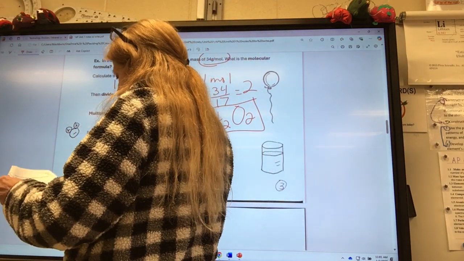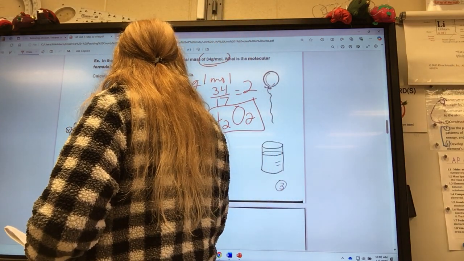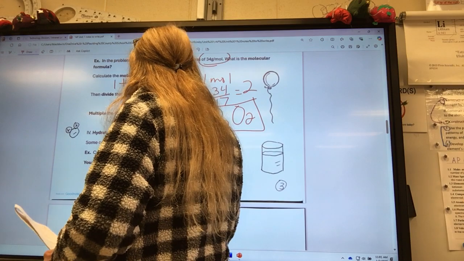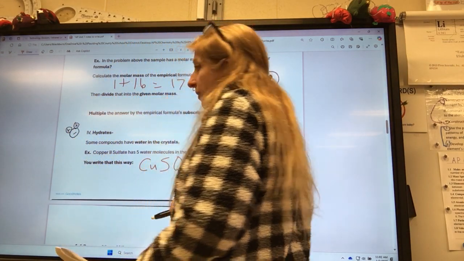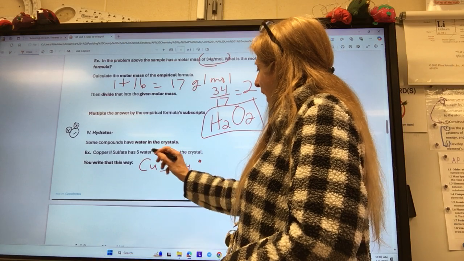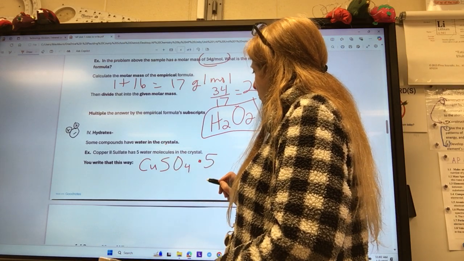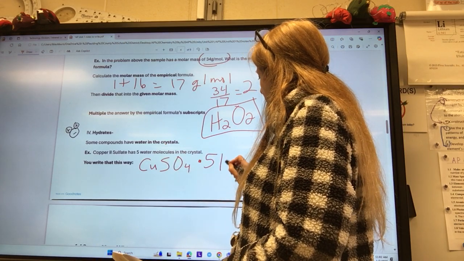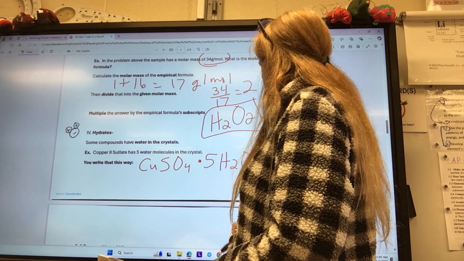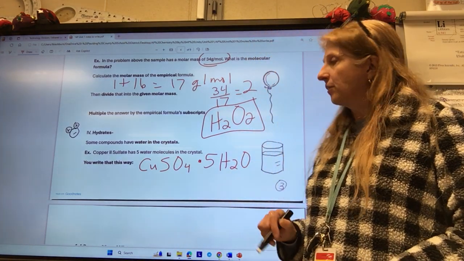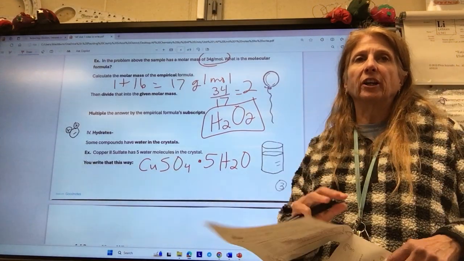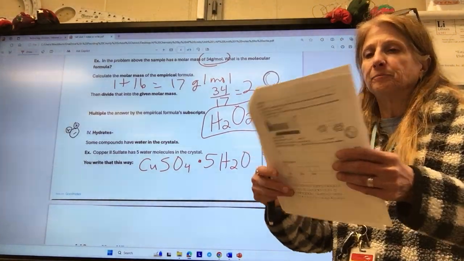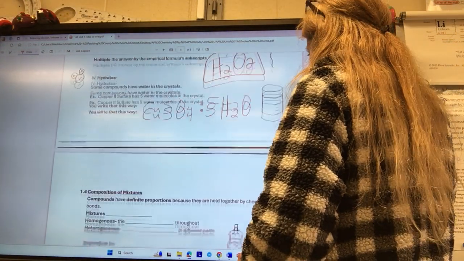Okay, so how you write this formula is you write the formula of the copper 2 sulfate, CuSO4, and then you do a dot for times, and then you write how many water molecules are bound up in the crystal, and there's 5, and then you write H2O. So there's some water in that crystal. Okay, still doing good? Nothing too bad so far?